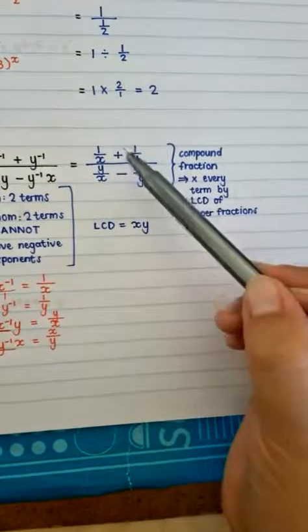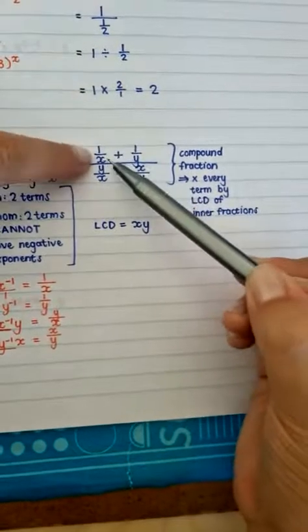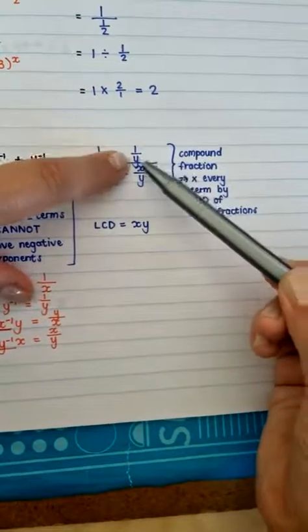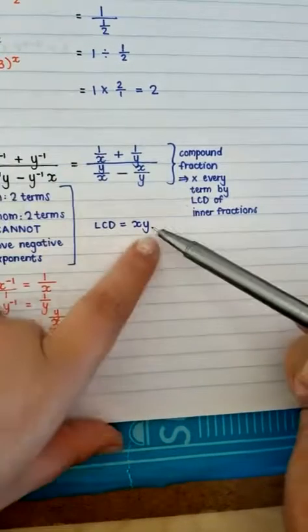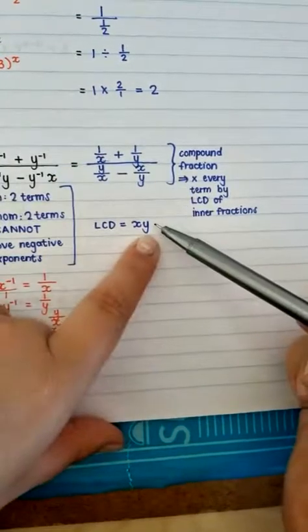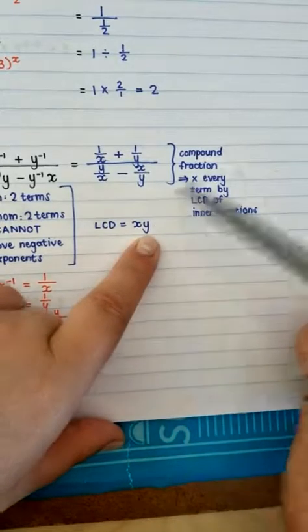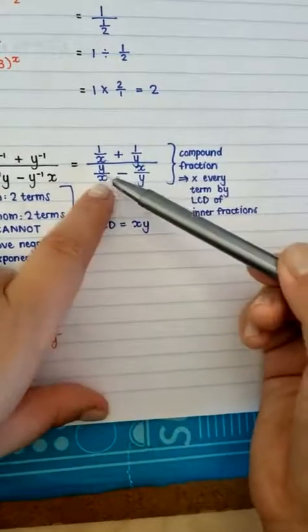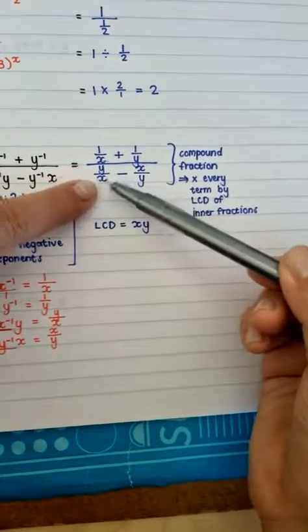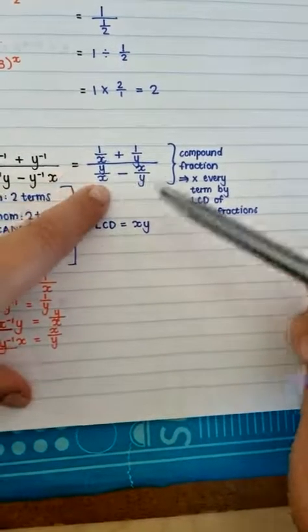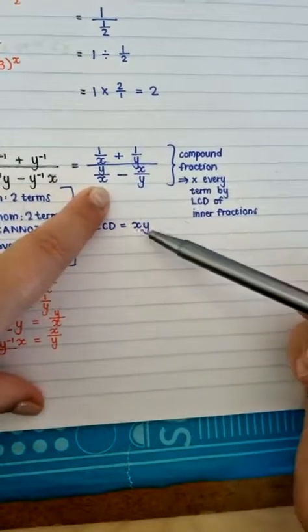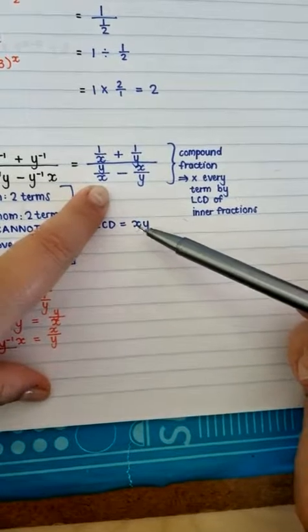I'm going to repeat that. The first fraction has a denominator of x, so x has to be in the LCD. The second fraction has a denominator of y, so y needs to be in the LCD. Let's see if there are other variables in the denominators at the bottom that we also need to include. This fraction also has a denominator of x, but x is already in my LCD. I don't have to add another x.